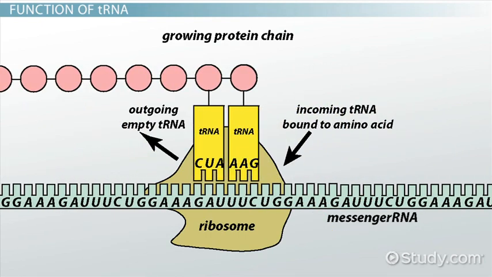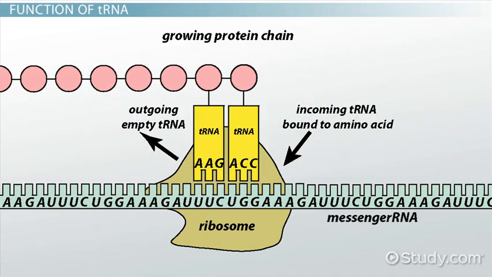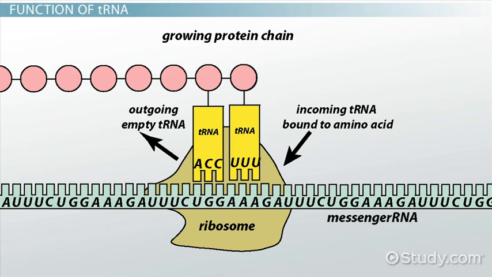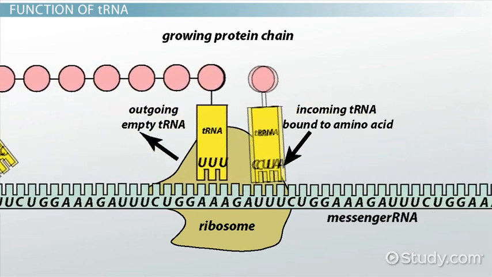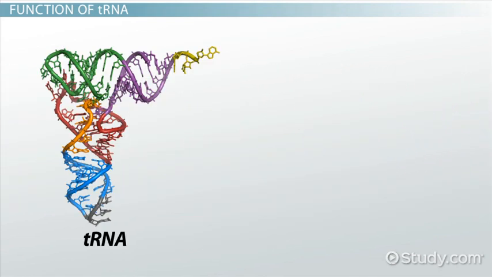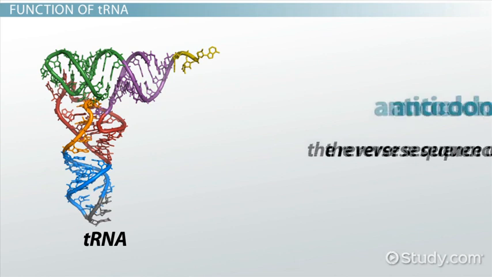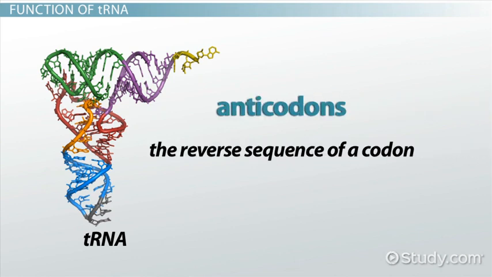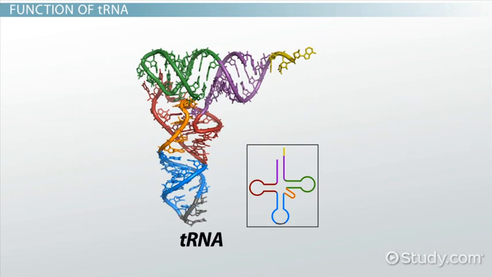How does the tRNA know if it's carrying the right amino acid? That is, the amino acid that needs to be added next according to the codon sequence of the mRNA. Easy. tRNA have anticodons as part of their sequence. An anticodon is the reverse sequence of a codon. In this image, imagine you can see a black region at the bottom of a blue loop. This is the anticodon sequence.